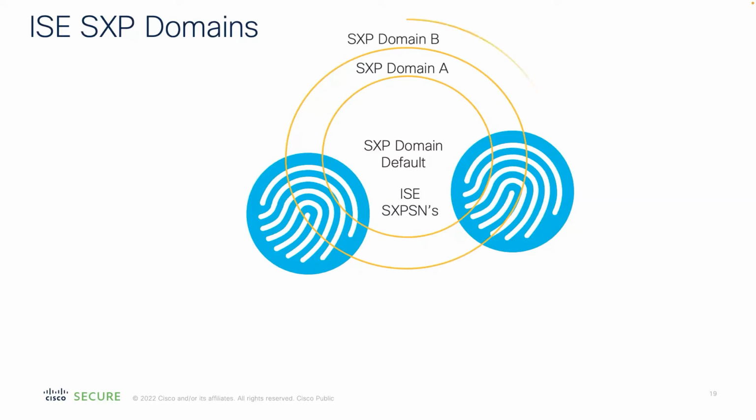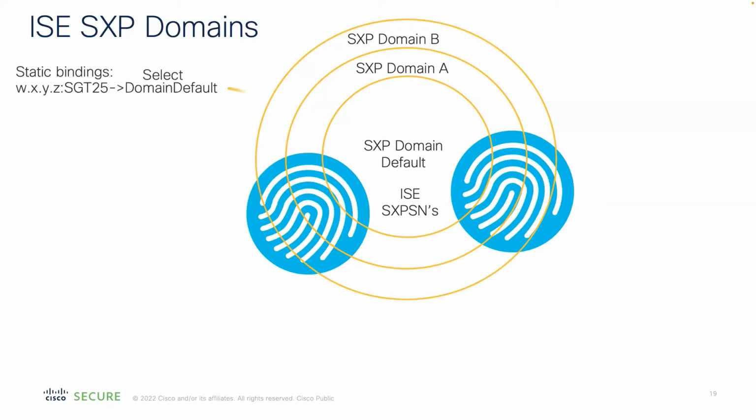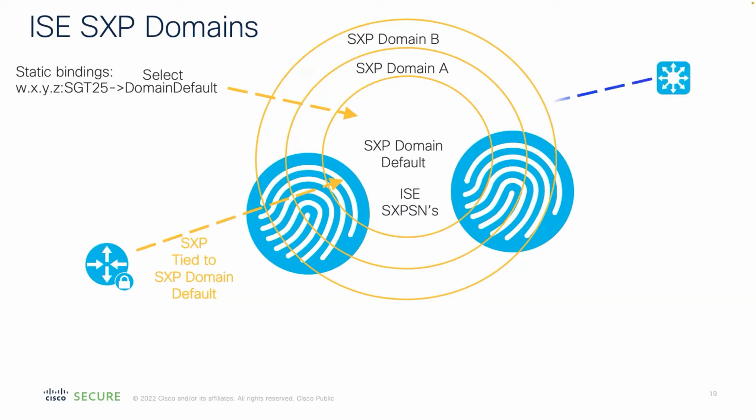So SXP domain A, for example, SXP domain B, for example. These are just if you need to send different mappings to different places. But by default, you have a default domain. If you add a static binding, WXYZ to SGT25, then there's one domain by default. It's called the default domain, and it goes into the default domain. If you have an SXP connection coming in, then on that connection, you tie that connection to a domain, and there is one by default. It's called the default domain. So any mappings learned through that SXP connection will go into the default domain.